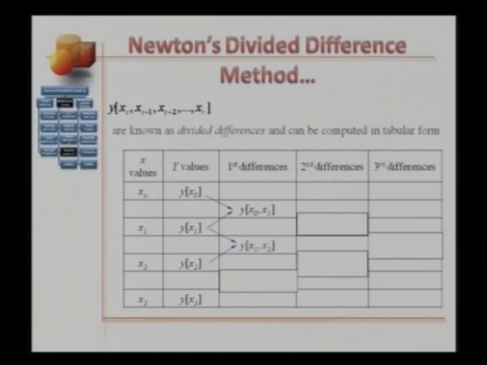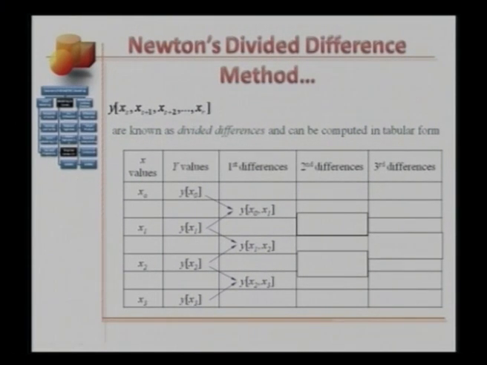Likewise, the divided difference corresponding to this information here will be y within square parenthesis x1 and x2, which is y2 minus y1 over x2 minus x1. How about the third one? Can you tell me what this is? You guessed it right. This is y of x2 and x3. And this is y3 minus y2 over x3 minus x2.